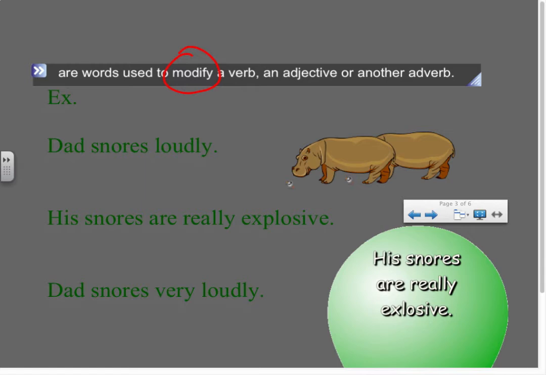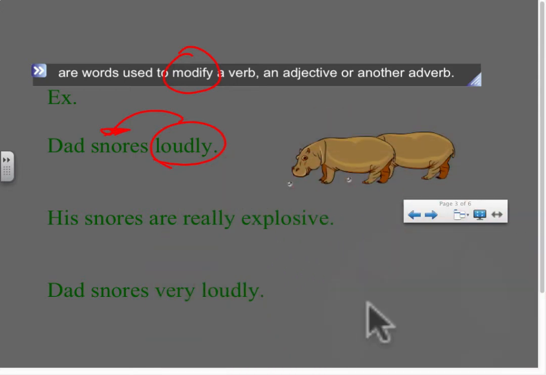Dad snores loudly. That's how my dad used to snore. What do you think the adverb is in that sentence? Dad snores loudly. Loudly. Most adverbs are going to end in ly. And they're going to modify the verb, even if it's not next to it. His snores are really explosive. Boom. Explosive.